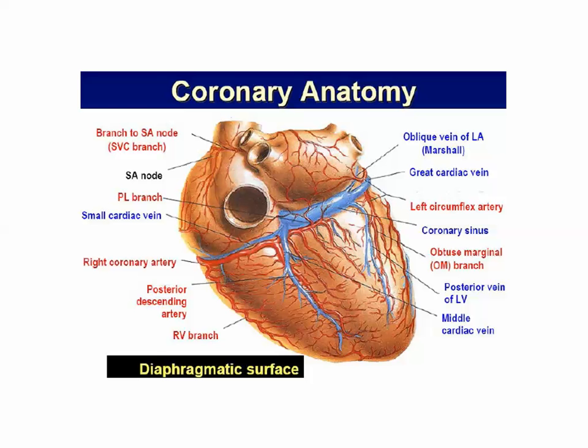This is the diaphragmatic surface or the inferior surface. This is the LA. This is the LV. This is the RA. This is the RV. This is the posterior interventricular sulcus, and this is the atrioventricular sulcus, right and left. Here is the continuation of the LCX, and here is the continuation of the RCA.